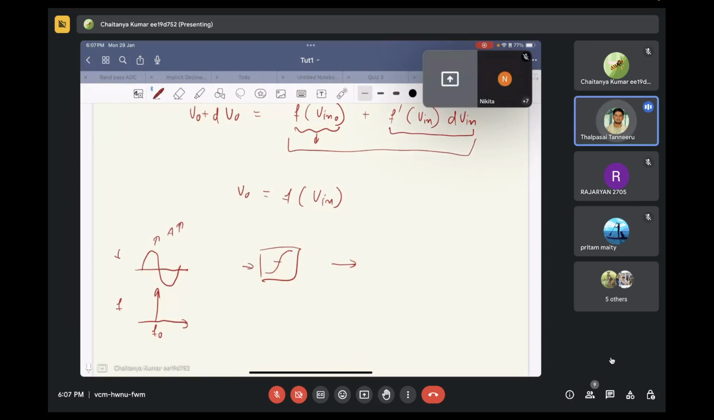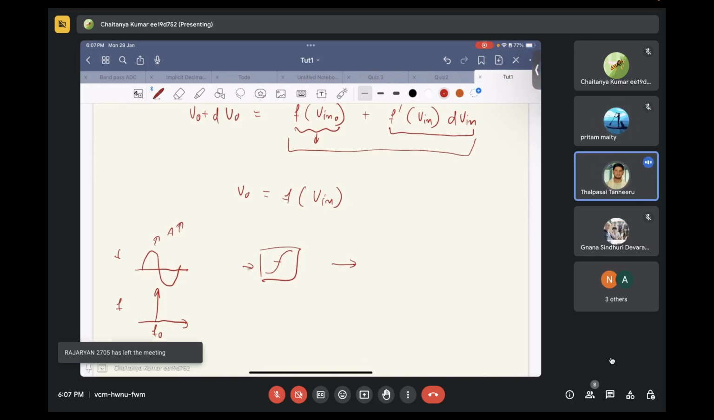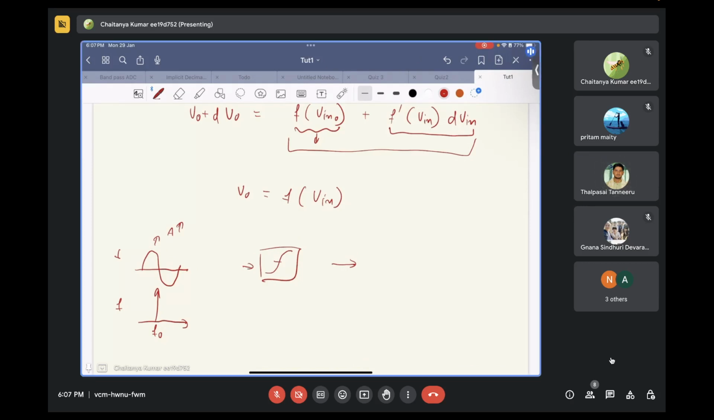Hello. Yes, sir. If it is a completely linear system and you give a tone at the input with a frequency f naught, what can you expect at the output? Sir, we can expect 2 times f naught. Yeah, with gain, but not two times f naught.